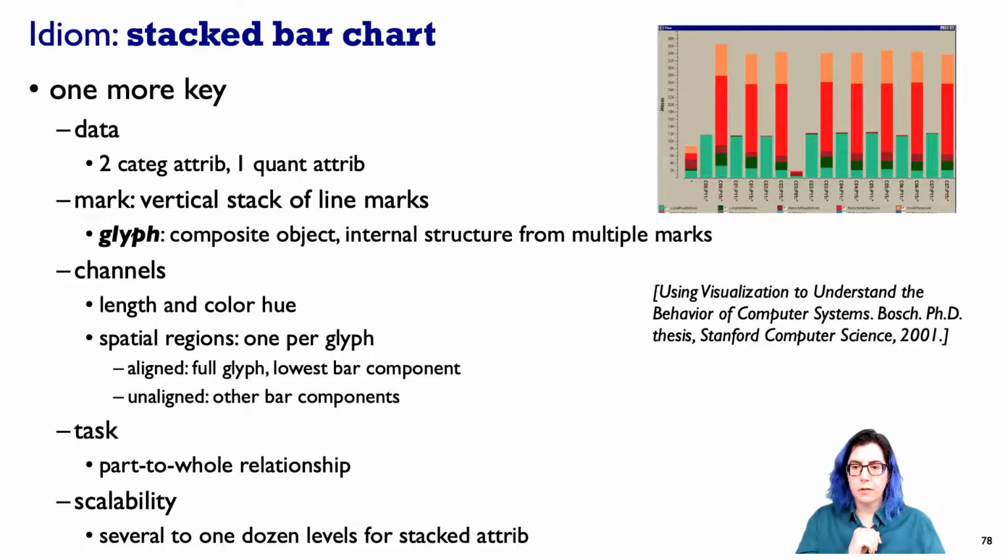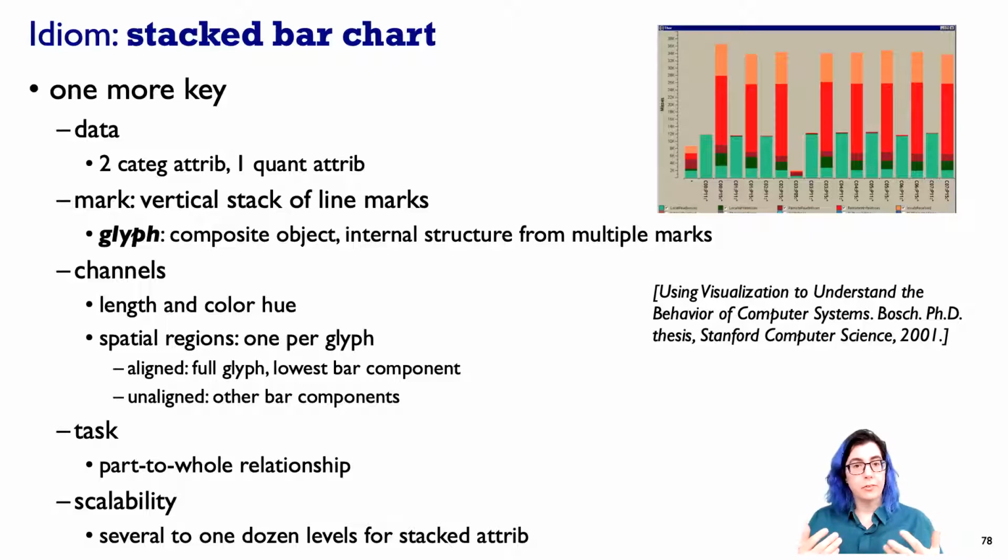This is actually showing some data from computer systems. The domain isn't so important for this example. The task that stacked bars are particularly good for are part to whole relationships, in addition to everything that a standard bar chart does. And a key point about scalability here is, although we could still do hundreds of key attributes along the horizontal axis, we absolutely could not do hundreds of segments along the vertical axis. That just would not work perceptually. So we're limited to maybe a dozen levels for the stacked attribute as opposed to the attribute we're using on the horizontal axis.